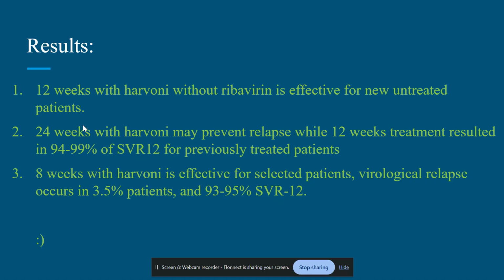So in the third group, 8 weeks with Harvoni is effective for selected patients. Virological relapse occurs in 3 to 3.5% of patients, and 93 to 95% achieve SVR12. That is very good.